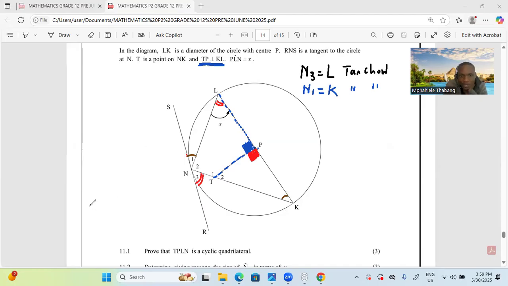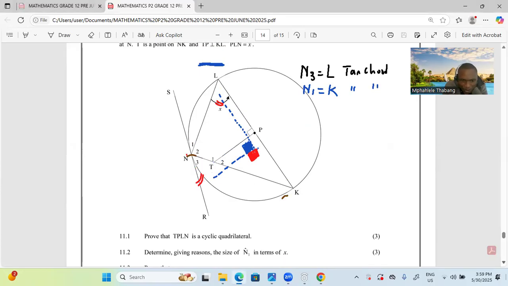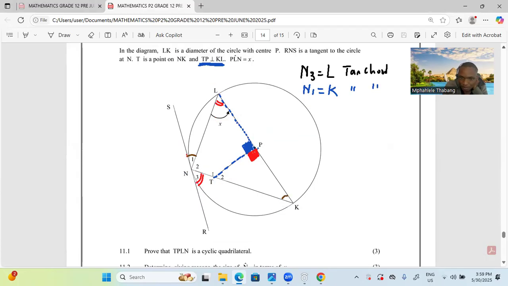Okay, so I think now we are ready to answer the questions. So let's hear what they want. The first question says, prove that TPLN is a cyclic quadrilateral. Normally there are three ways in which we prove that a quadrilateral is a cyclic quadrilateral. So let us look at the quadrilateral which they are talking about.